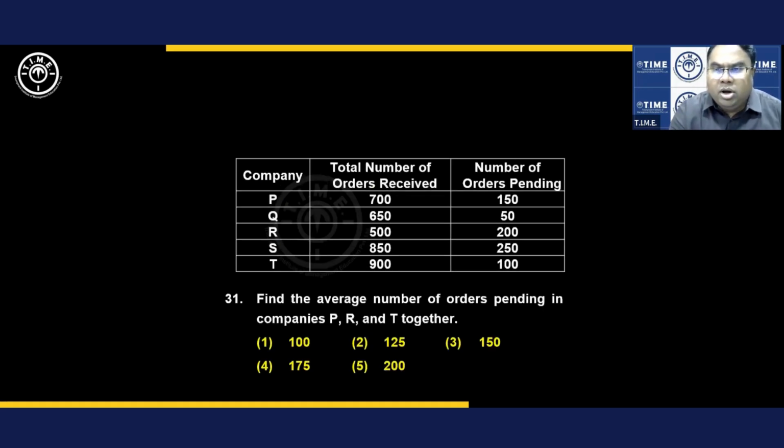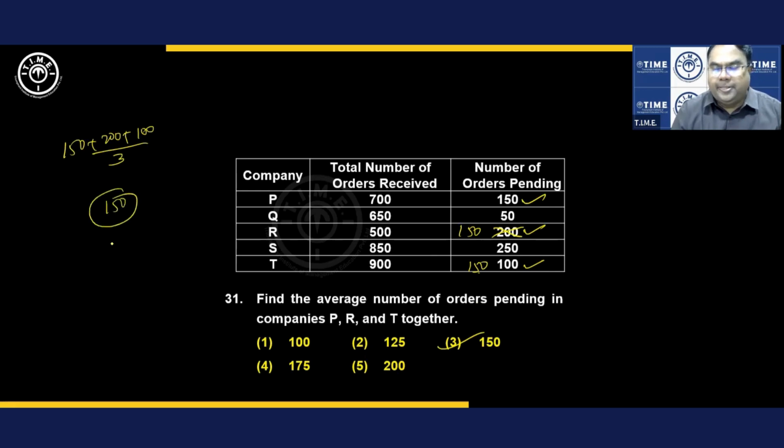I have written this table here. Find the average number of orders pending in P, R, T. 150, 200, 100. Remove 50 here, it will be 150. Add 50. By observation, I can say 150, 150, 150. Average 150. Or 150 plus 200 plus 100 divided by 3. So 450 by 3, it has to be 150.